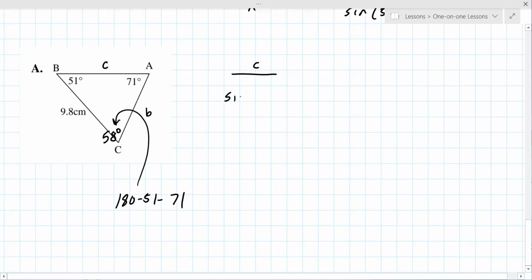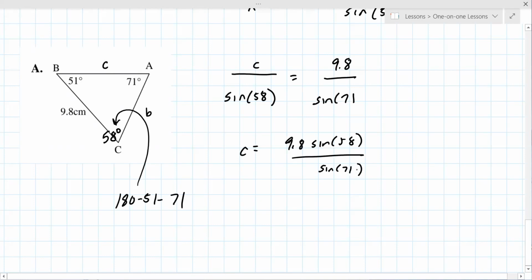So little c over sine 58 equals, then you need a side angle pair. So that's 9.8 over sine 71, because the angle side pair are across from each other. So c equals 9.8 sine 58 over sine 71. And that is not given. They don't have that in the solution. All right, so we'll do it the old-fashioned way, with the computer. All right, 8.8.